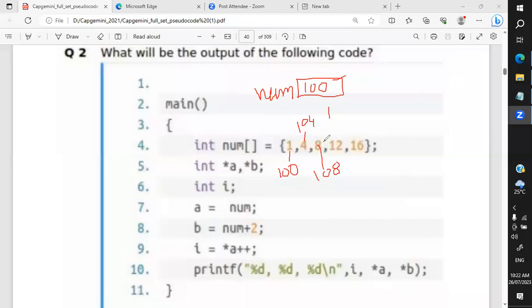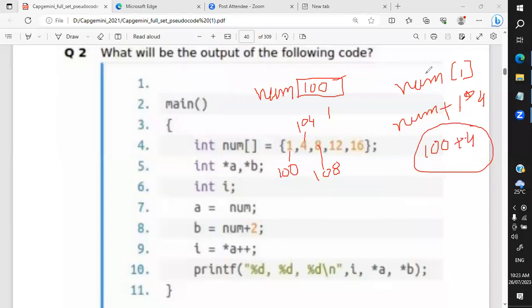Now, if that is clear, we'll try to understand this. For example, if I write num of 1, what does that mean? It is the value at index 1. That's what we know. But how does it actually calculate? It will calculate num plus 1 into the size of an integer. The size of an integer is 4. Now, num is 100. 100 plus 1 into 4 is 104. So it takes the value at 104. This is how indexing is possible. It is how it internally calculates.